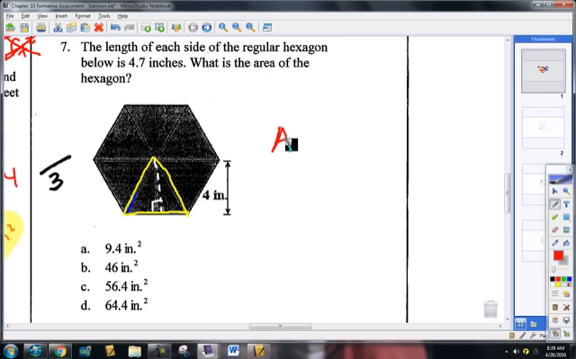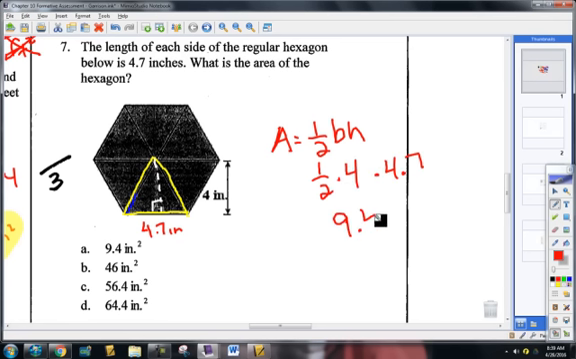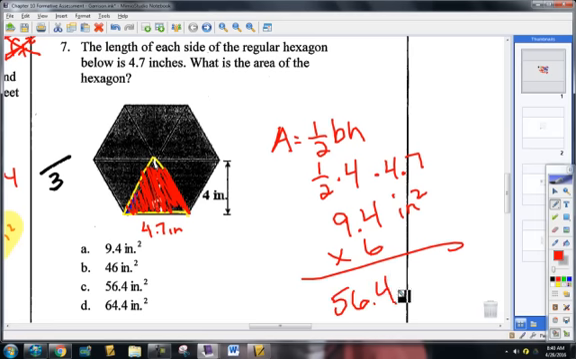So here's your first point. Finding the area of the triangle. 1/2 base times height. That's your formula. Now it says your length of all the sides are 4.7 inches. Okay? So we're going to do 1/2 times 4 times 4.7. And that's going to give us 9.4 inches squared. Is that the answer though? No, it's not. We know that's just the area of one triangle. So now we've got to multiply that by 6. We end up learning that's going to be 56.4 inches squared.